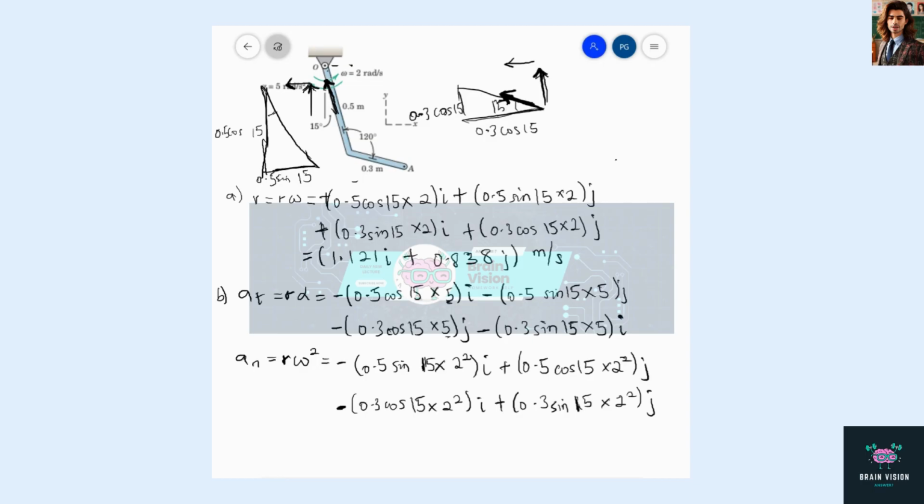Alright, so for the total acceleration, we add the tangential and normal accelerations, and the answer is going to be minus 4.48 i plus 0.146 j meters per second squared. That's our final answer.